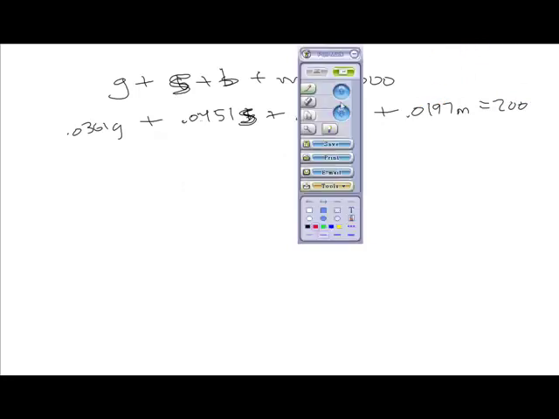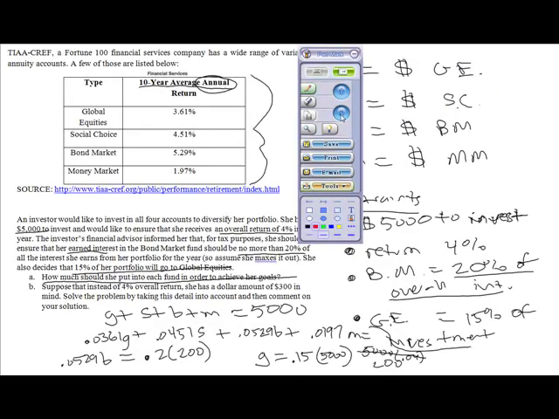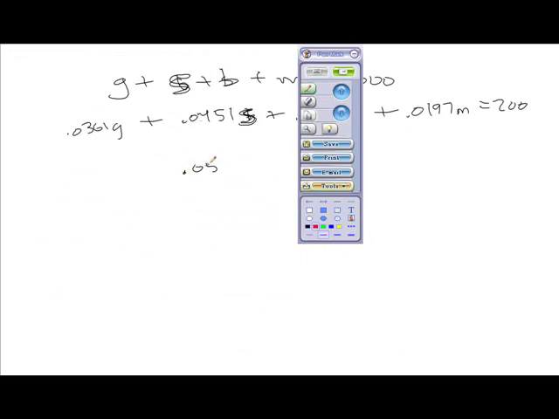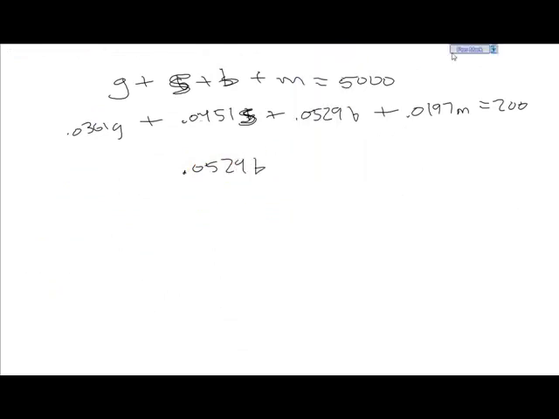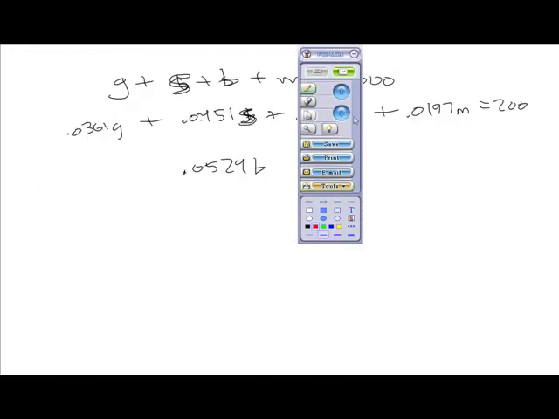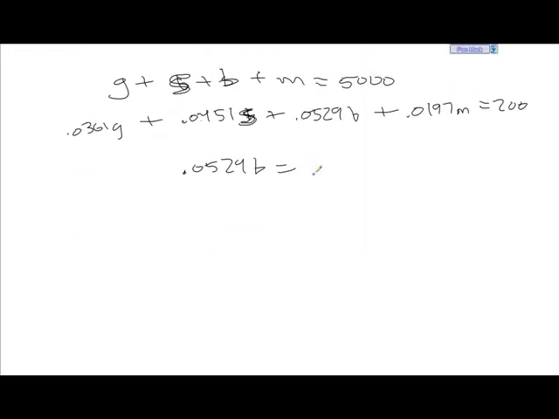And then we know that all the interest earned from the bond market has to be 20% of the total interest earned. So 20% of the total interest earned is going to come from the interest earned on the bond market account. And so we can actually do this. 20% of 200 is going to be $40. So we have 0.0529B equals 40.